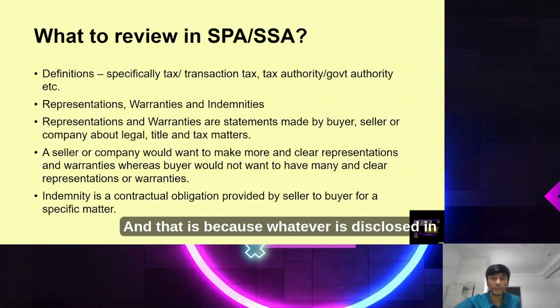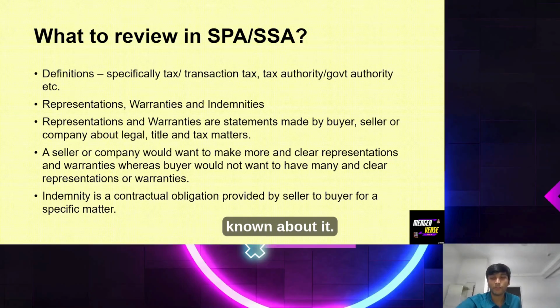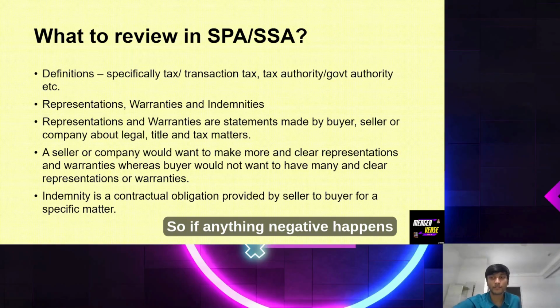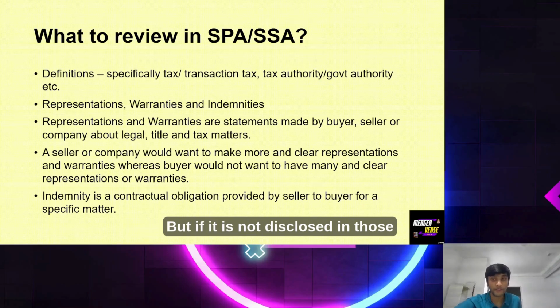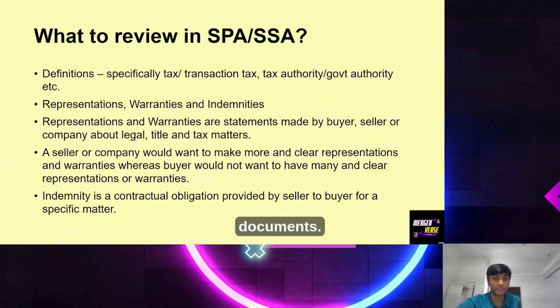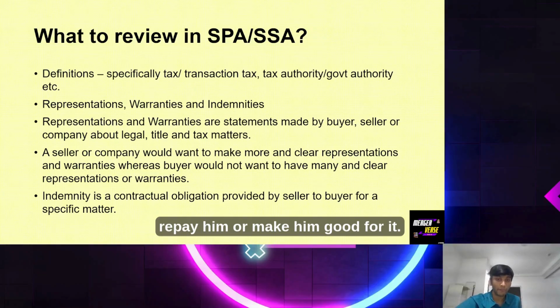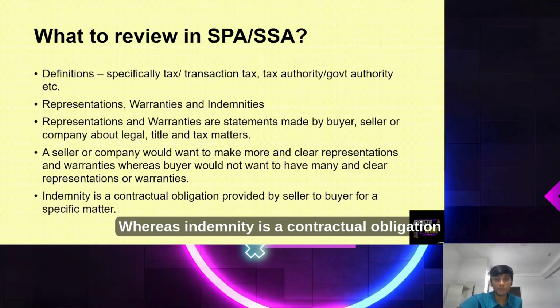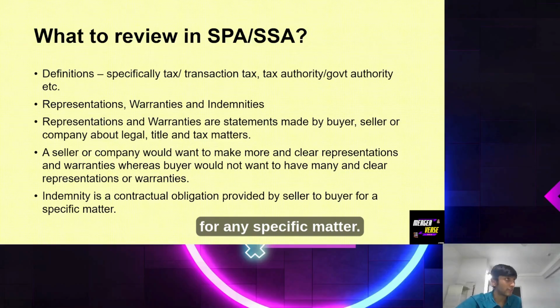And that is because whatever is disclosed in that document would mean that the buyer had known about it. So if anything negative happens because of that, the buyer would not have protection for that. But if it is not disclosed in those documents, then the buyer can say he was unaware of it and can then ask the seller or the company to repay him or make him good for it. Whereas indemnity is a contractual obligation that is provided by a seller to the buyer for any specific matter. We'll go deeper into indemnity.